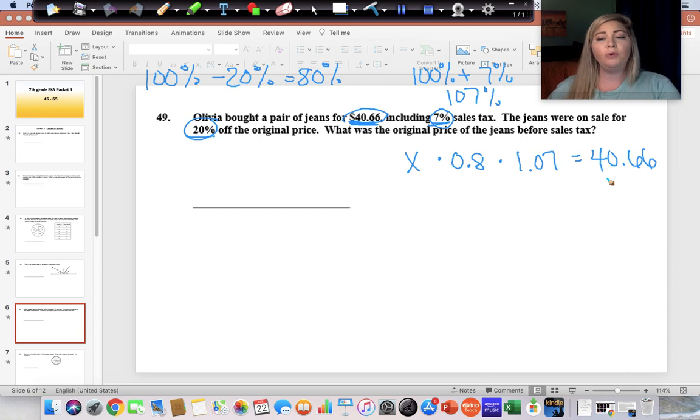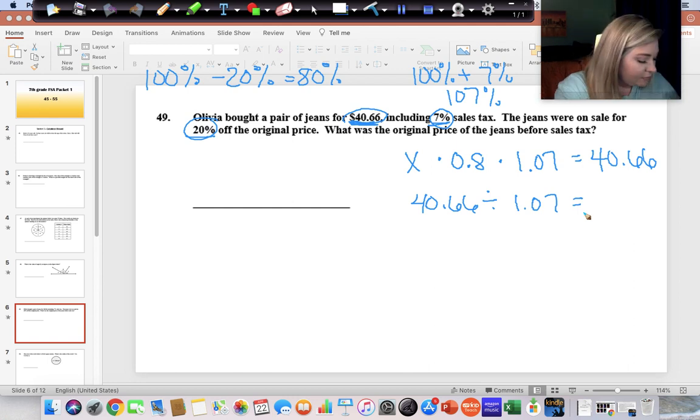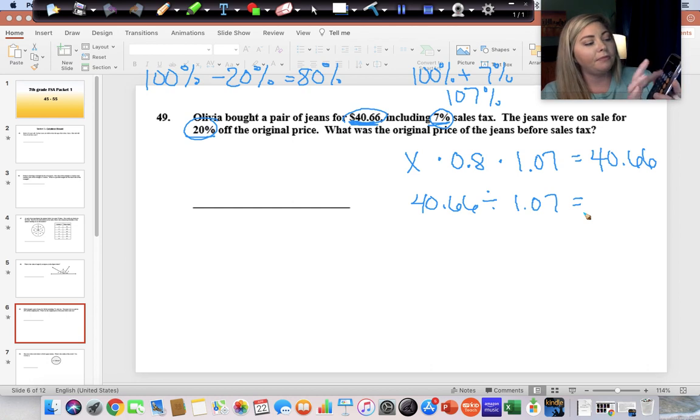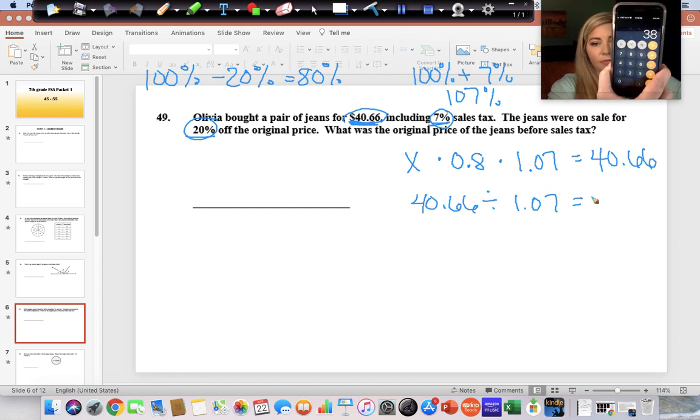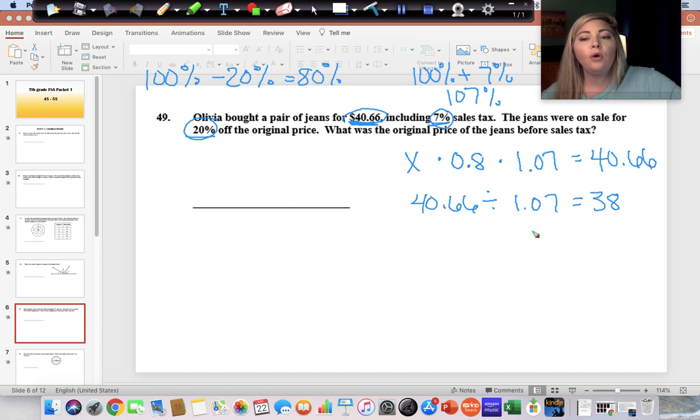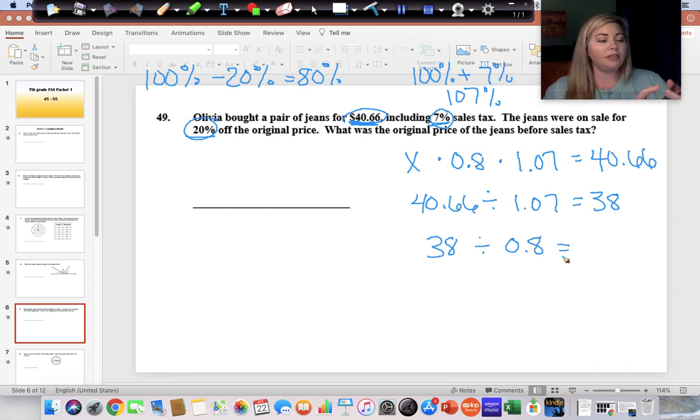So to solve this, we want to work backwards. Instead of multiplying all of these, we want to divide them. So we are going to take our 40.66 and start by dividing it by 1.07. When we do that, we got 40.66 divided by 1.07, or 107%. That's 38. Okay, and then we take that 38 and we have to divide it by the 0.8. And that will give us our original amount.